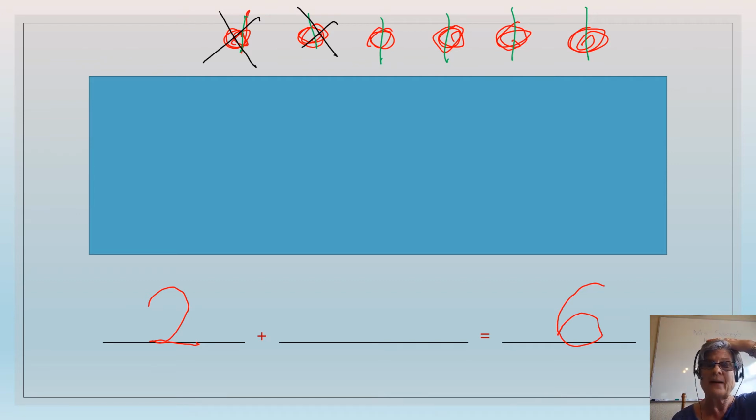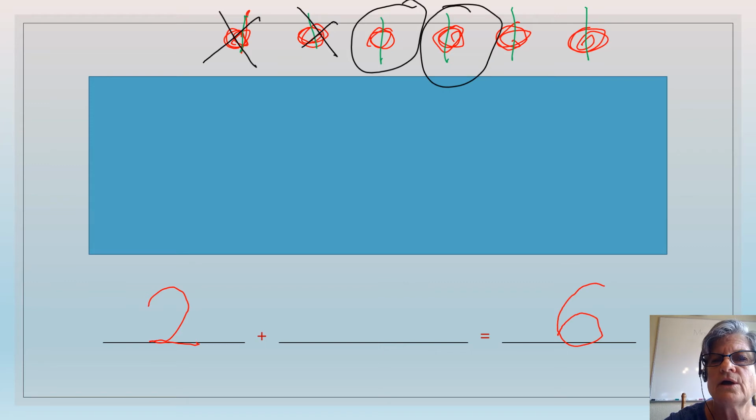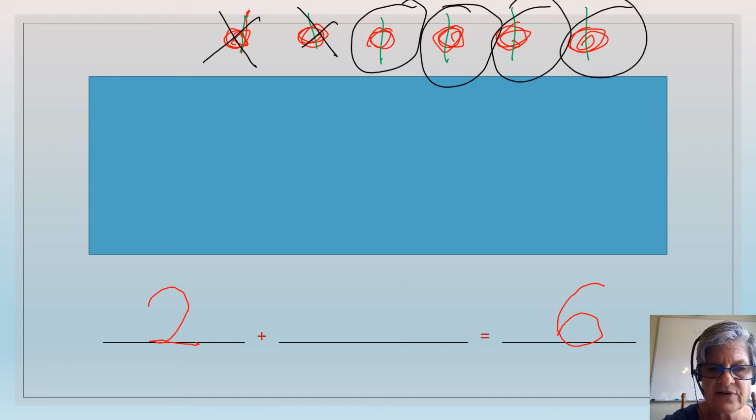But wait, stop. I have to count them to see how many make 6. Are you ready? Let's circle the ones that are left. Let's go. 1, 2, 3, 4. So I have 4 left. So I have 2 plus 4 equals 6. Wow.